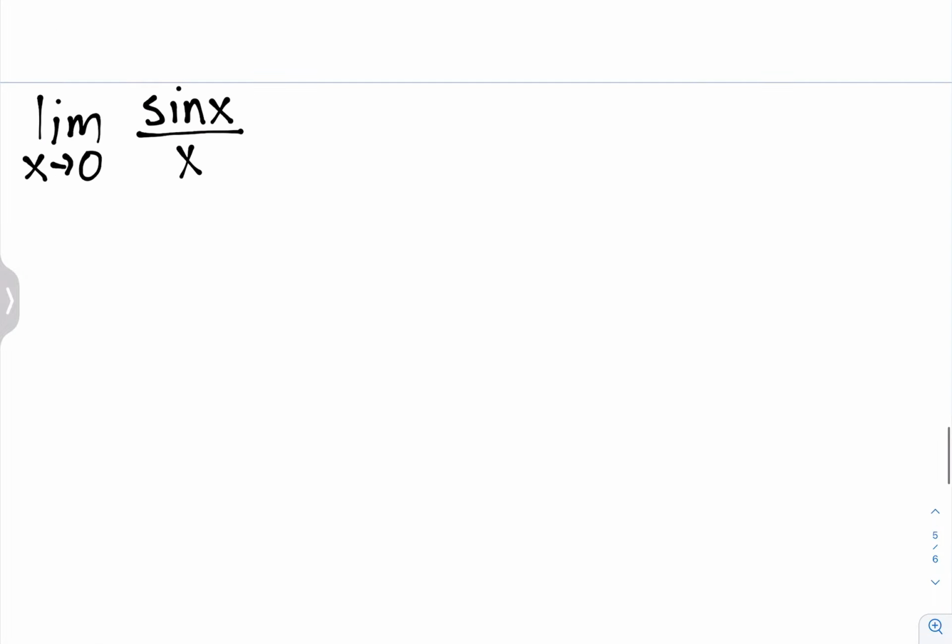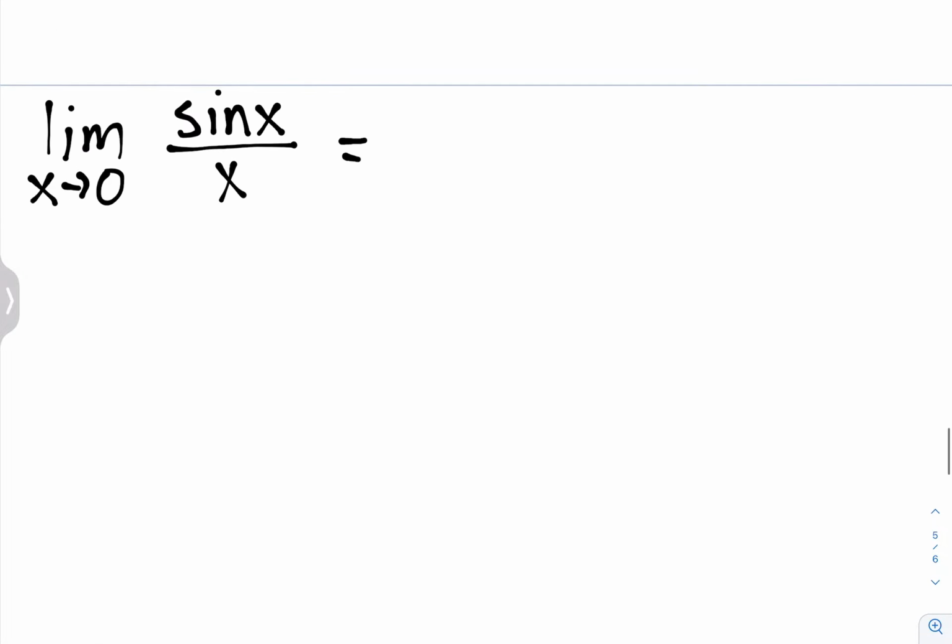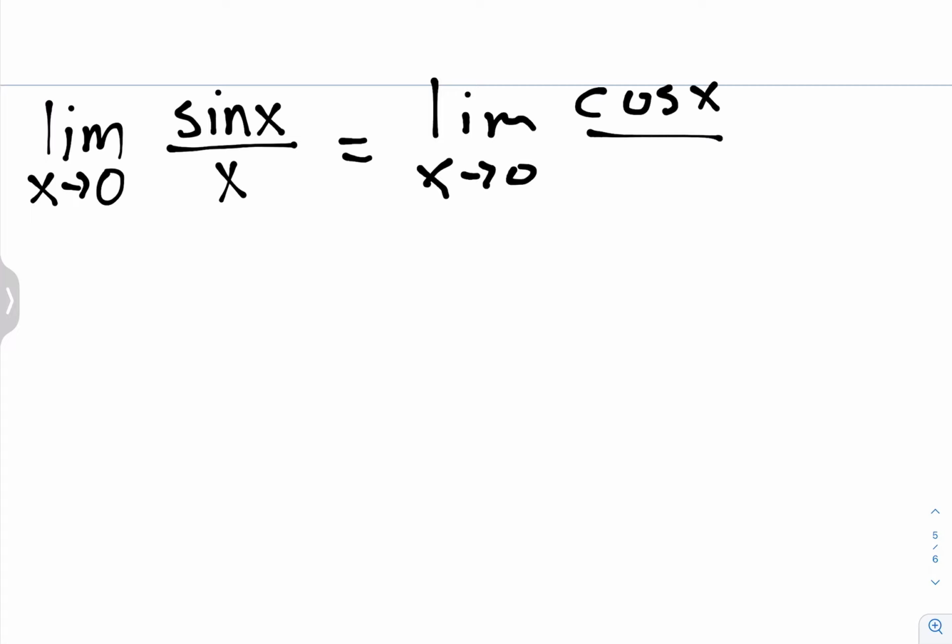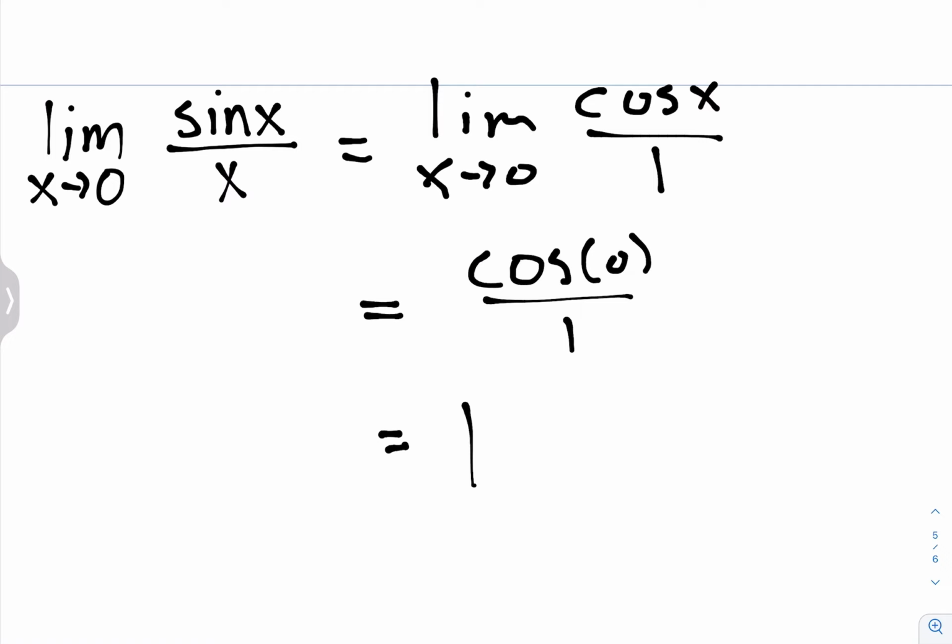Okay, so if we differentiate the top and the bottom with respect to x, we're going to get the limit as x goes to 0 of the derivative of sine x, which is cos x, divided by the derivative of x, which is just 1. So now we can substitute in 0 for x. We're going to get cosine 0 over 1. Cosine 0 is just 1. So we're going to get 1 over 1, which is just 1.